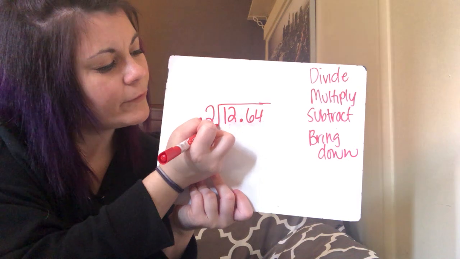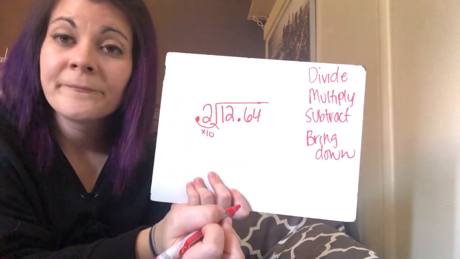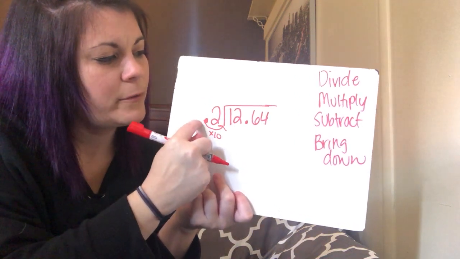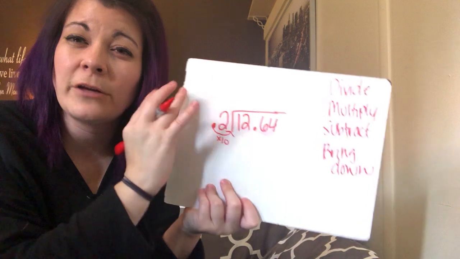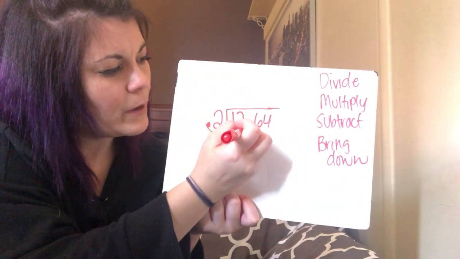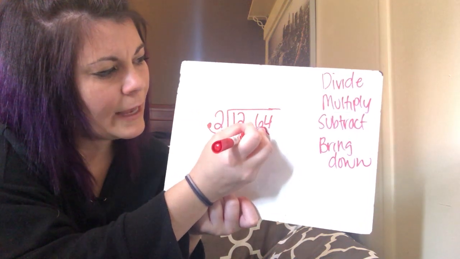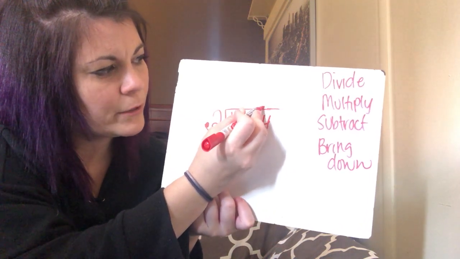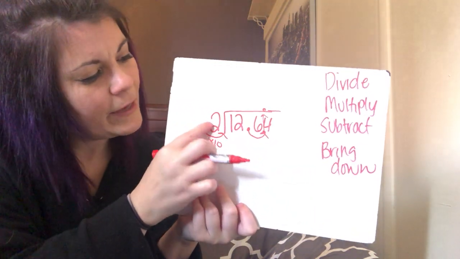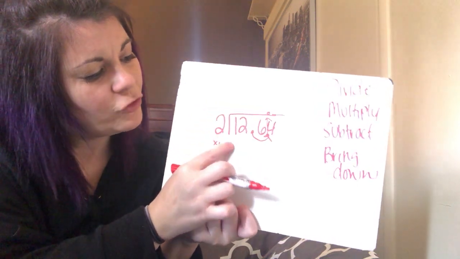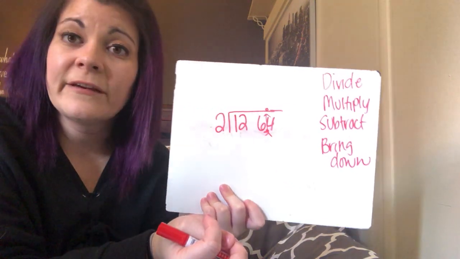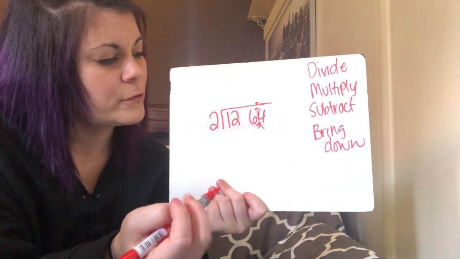Every time we move the decimal to the right, it's like multiplying by 10. Okay? We just need to move it to the right once. But whatever we do here, we have to do here so it doesn't change the value ratio of them, okay? So we move this to the right once, so we have to move this to the right once, and now this is where the decimal is, and that's where you bring it up, okay? So now this is not 0.2, this is 2. And this is not 12.64, it's 126.4. And now we can divide normally.